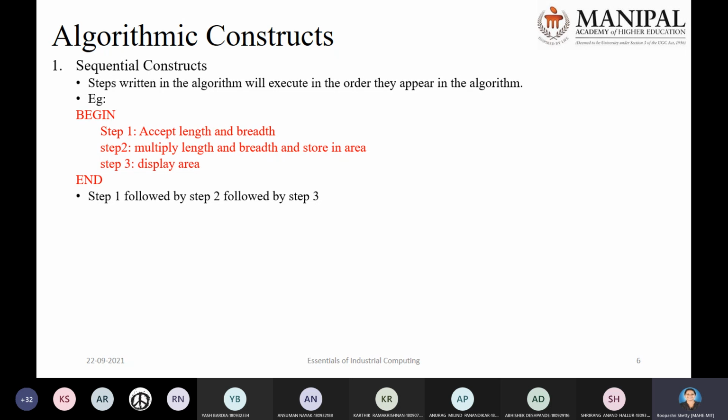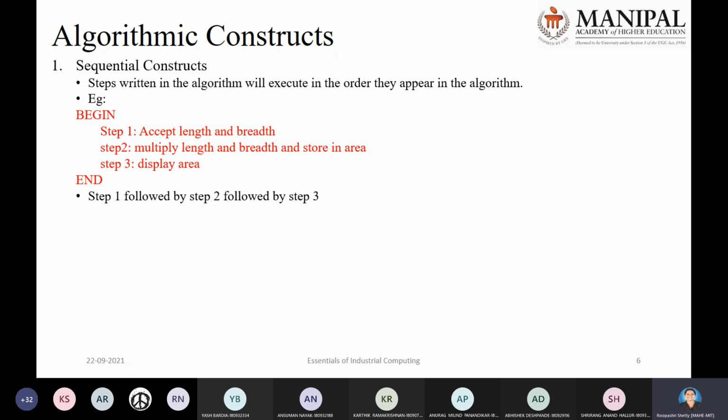The same concept applies here, algorithmic constructs. Even when you write the algorithm, you need to identify which construct to use. Do I go with a sequential construct? Do I go with the branching? Do I go with iteration? And so on. So the first algorithmic construct is the sequential construct.